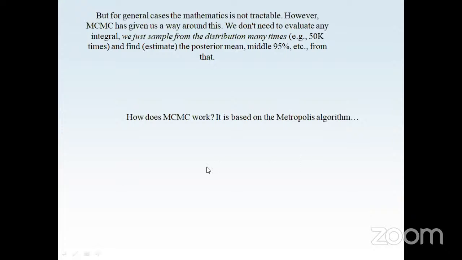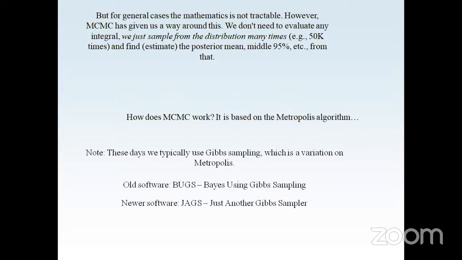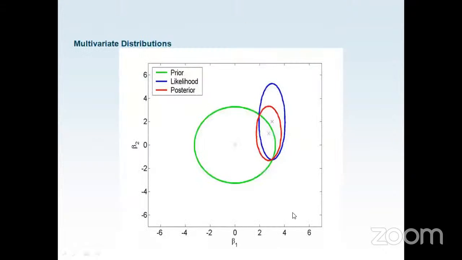Okay. So how does this MCMC work? It is based on the Metropolis algorithm. These days we typically use Gibbs sampling, which is a variation on the Metropolis. Old software like BUGS, Bayes using Gibbs sampling, and the newer one is JAGS, just another Gibbs sampler. And the newest is Stan, which uses Hamiltonian Monte Carlo. This is for multivariate distributions.